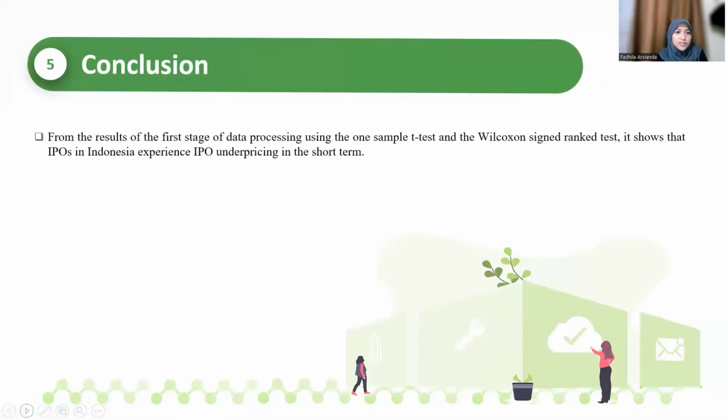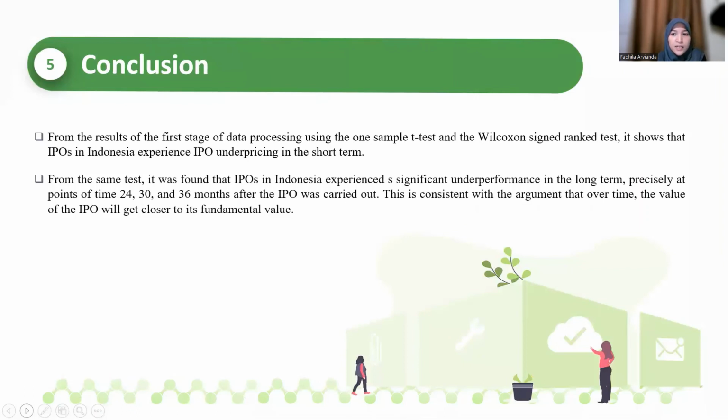So the conclusion is, from the results of the first stage of data processing using the one sample t-test and Wilcoxon signed rank test, it shows that IPOs in Indonesia experienced IPO underpricing in the short term, and experienced IPO underperformance at the time points 24, 30, and 36 months after the IPO was carried out. This is consistent with the argument that over time, the value of the IPO will get closer to its fundamental value.